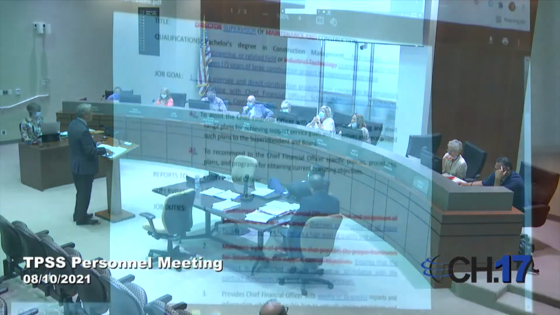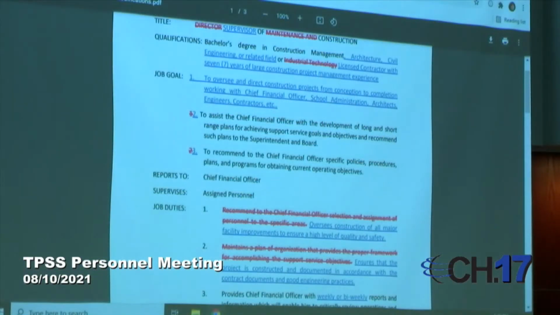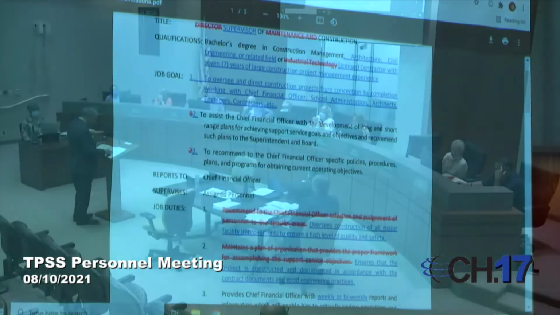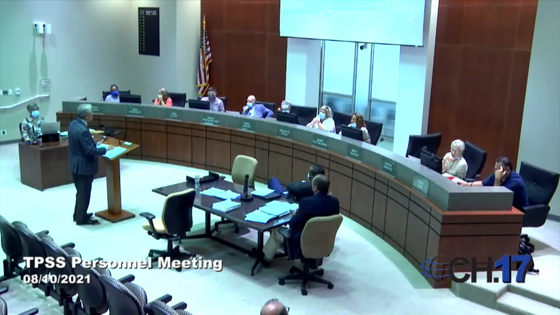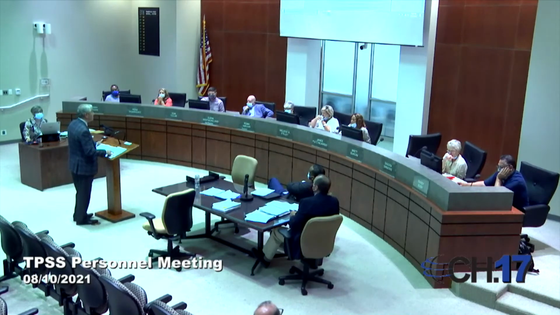They work with the architects. They work with the engineers, civil engineers. So it's got different duties than the previous position, which actually supervised maintenance and construction. The duties in this job description are all related to the supervision of the jobs and the projects. There are no duties related to the supervision of the maintenance department.